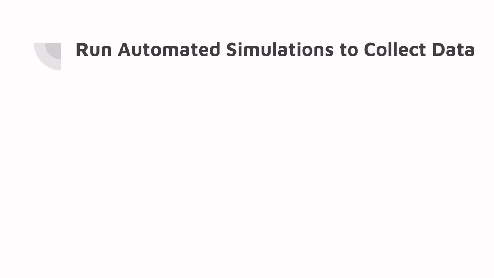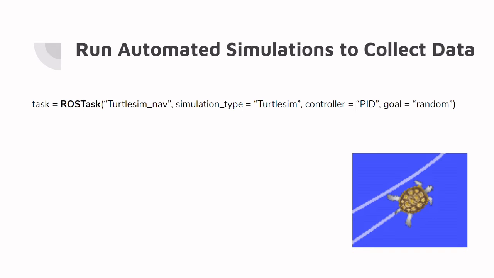ROS Train also provides convenient automation of simulations to collect data. The user may create a ROS task to describe a scenario to collect data in. For example, the user may make a ROS task named TurtleSimNav that allows a turtle to navigate to a random goal using a PID controller. The user can then specify to collect data from 1,000 of these tasks.